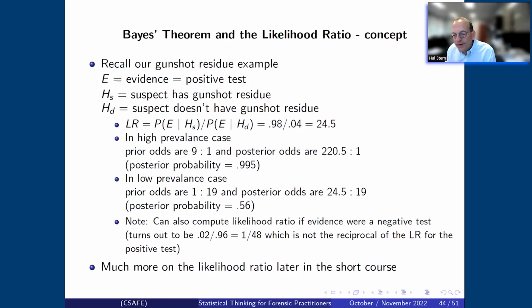There's a little footnote here that I won't spend time on, but in this case, the evidence could have turned out one of two ways. It could either have turned out with a positive test or a negative test. We've talked about the positive test in great detail, but the negative test could have been the outcome, and it would have made the evidence shift against gunshot residue, and the likelihood ratio would be 1/48 in that case.